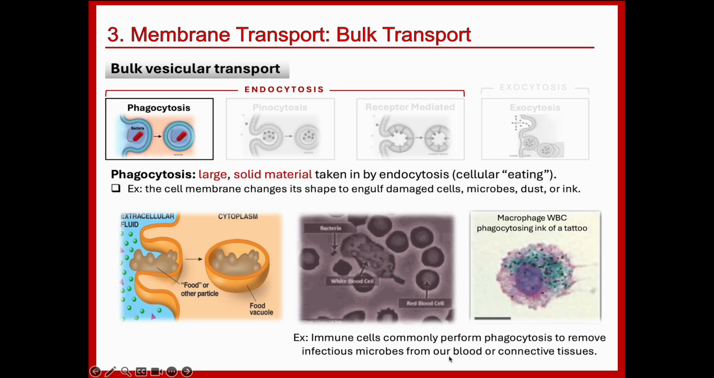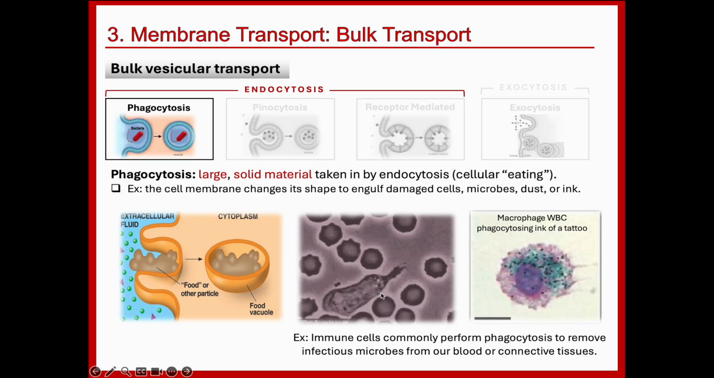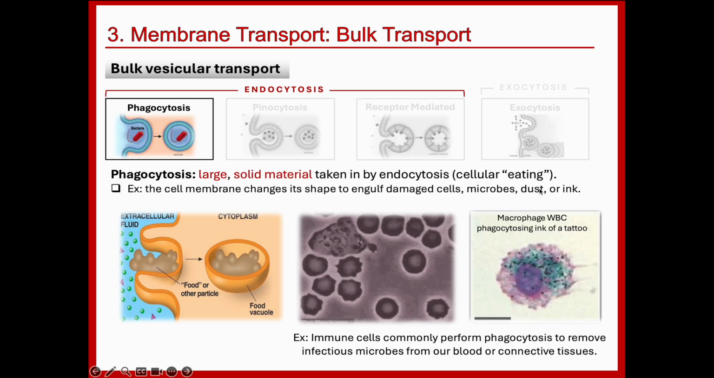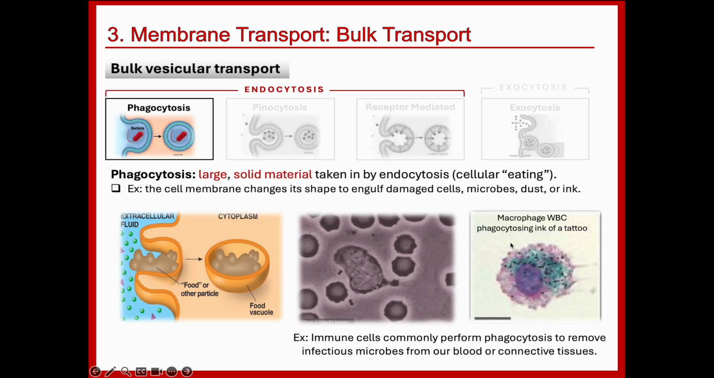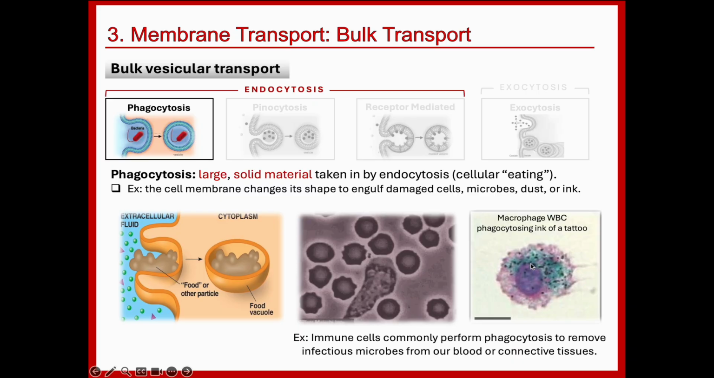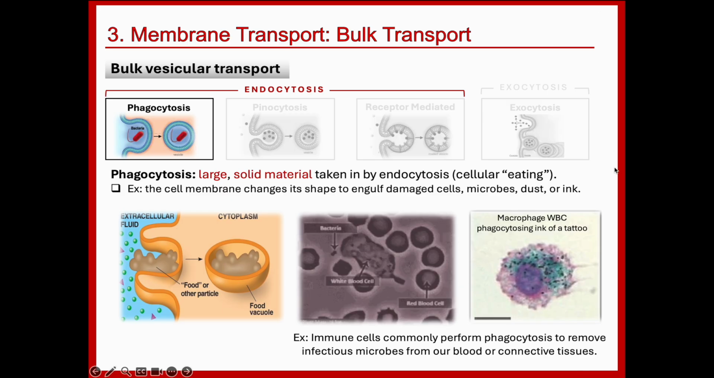These infectious microbes, right, they're in our blood and connective tissue, and they patrol for bad little things, right? Here you'll see that I said we could phagocytose cells, microbes, dust, or ink. Actually, the reason why your tattoo will stay colored-ish, right, is because macrophages, these white blood cells in your skin, will phagocytose the ink and they permanently stay in these white blood cells and they'll be colorful. This is a real tattoo when you see this macrophage that is nice and glistening with this green dye.